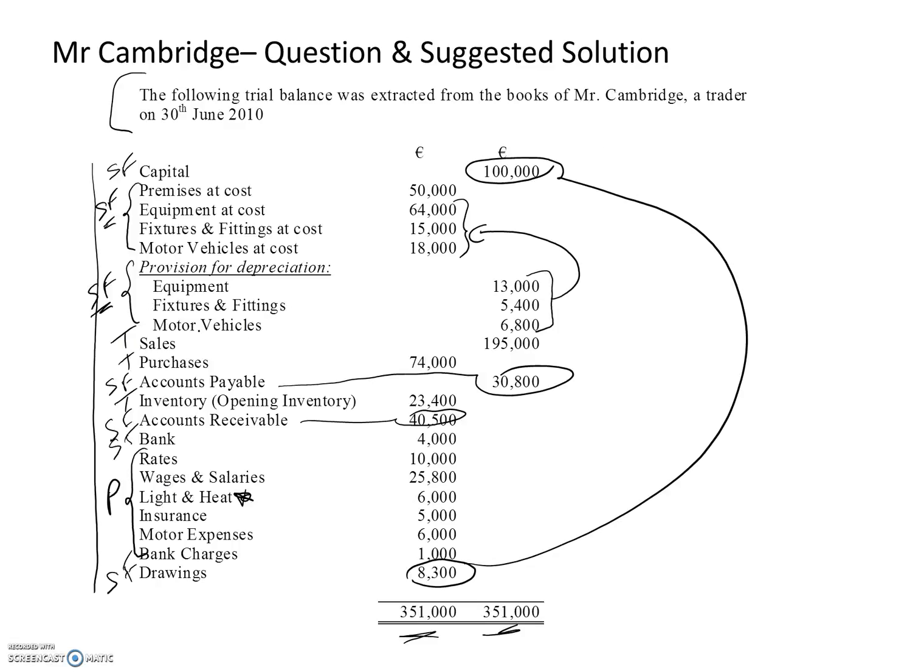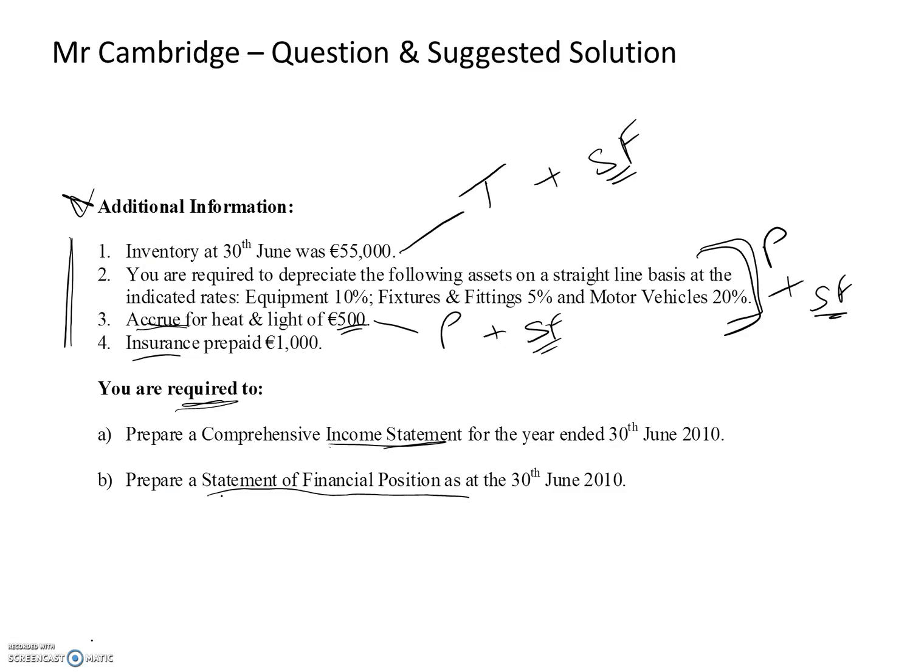So if I go back here, again I'll just put little asterisks on the insurance to remind myself that I need to adjust that figure. And I go down here, and the insurance prepaid will be an adjustment on the insurance in the profit and loss account. A prepayment means it was paid, but it's not actually for this year, it's for next year, so I'll be taking it away, and it'll reappear in the statement of financial position as a current asset.